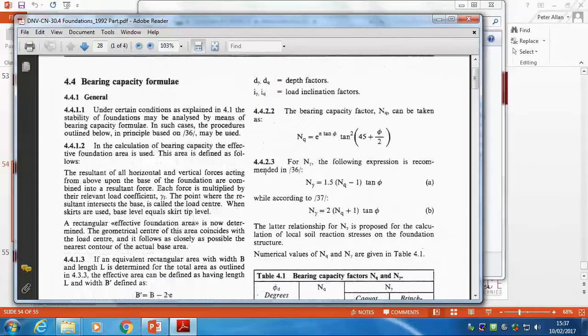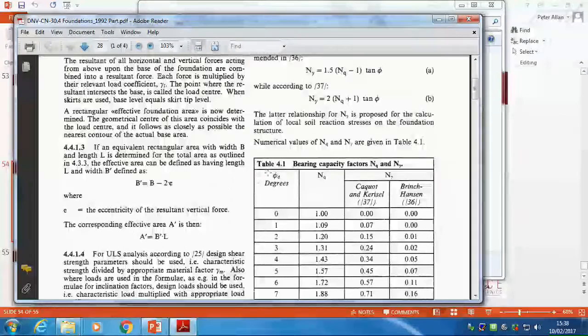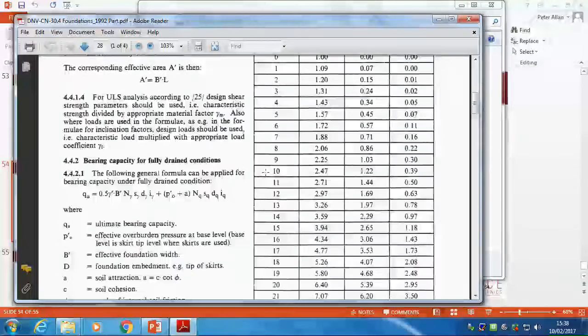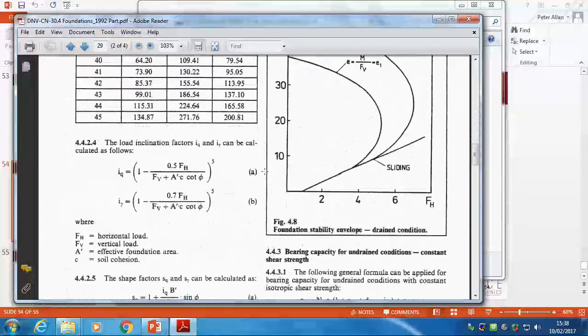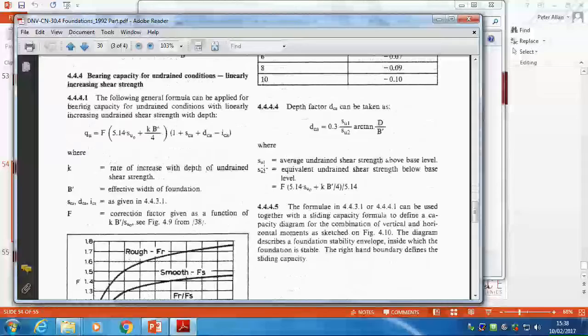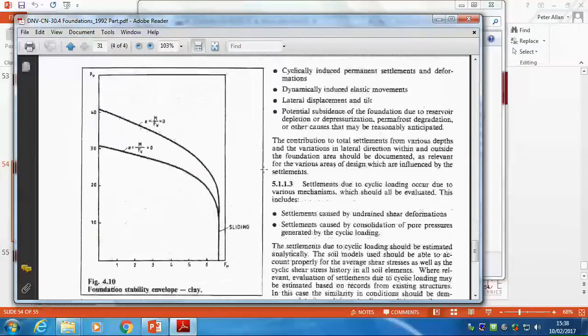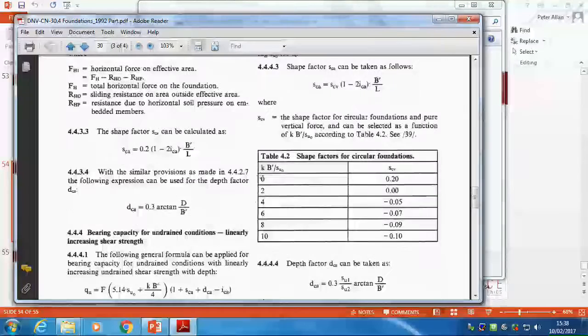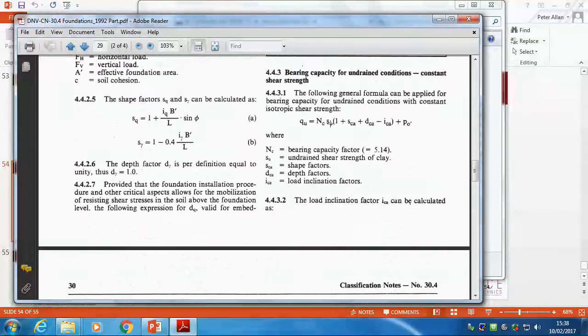Right, this is a part of DNV and the section on gravity-based design, and you've got this on Blackboard. It starts with sand, and then there's a section on clay. We'll concentrate on the section on clay because it's a bit easier, but it's the same principle throughout. That equation there is the one for clay.